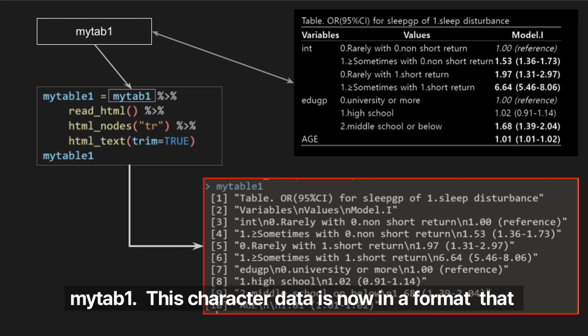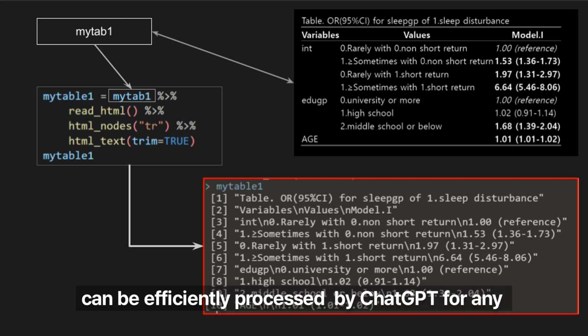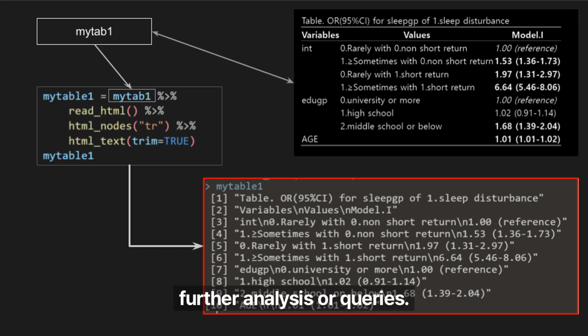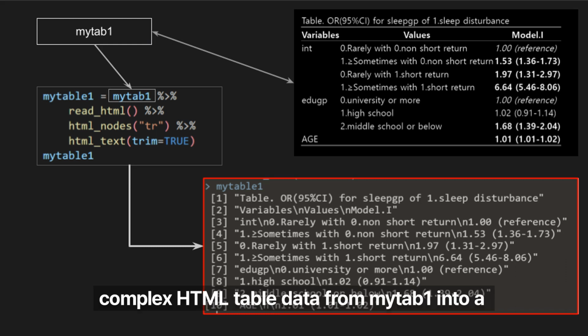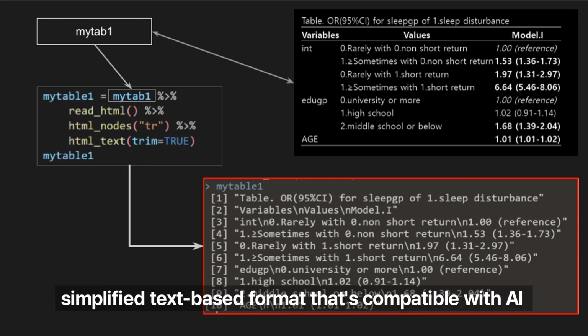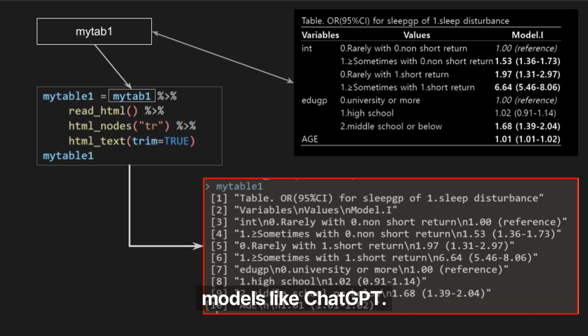This character data is now in a format that can be efficiently processed by chat for any further analysis or queries. Through this process, we successfully translate complex HTML table data from myTab1 into a simplified text-based format that's compatible with AI models like ChatGPT.